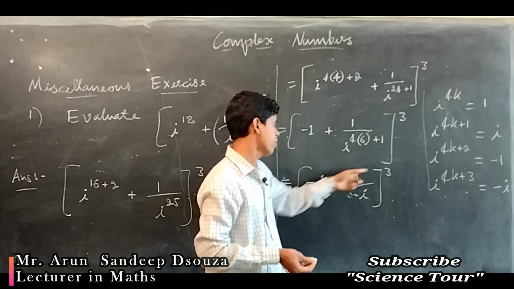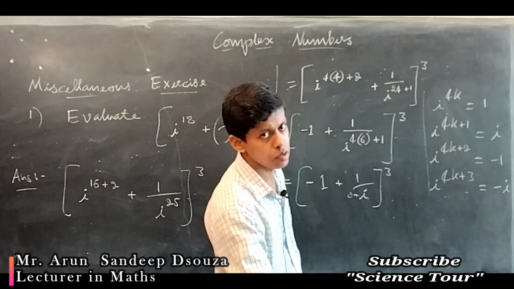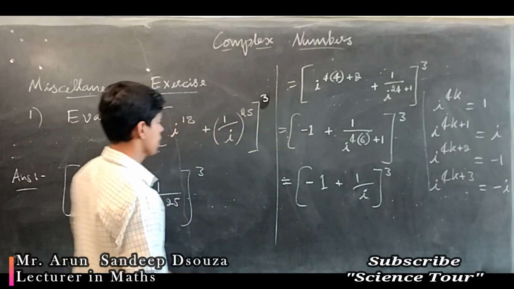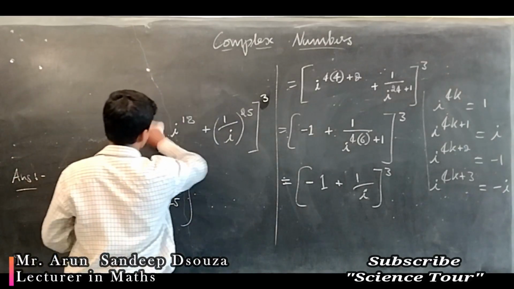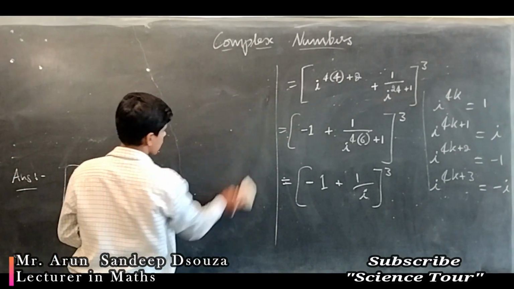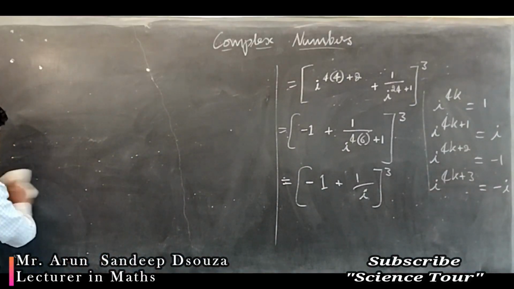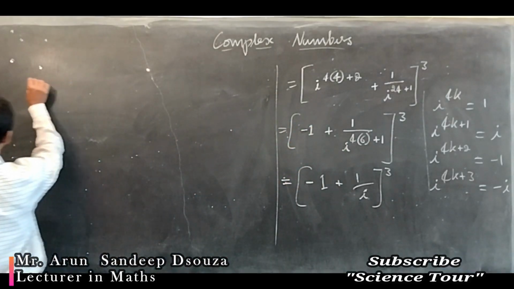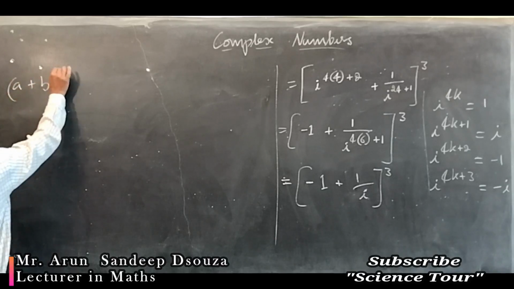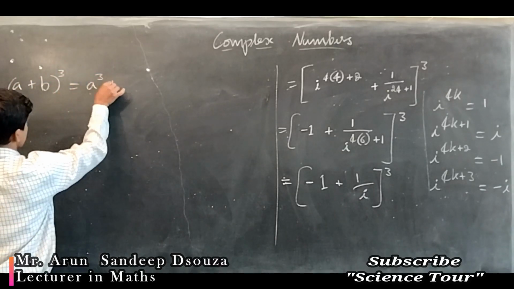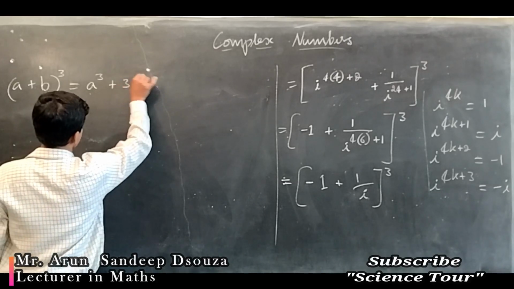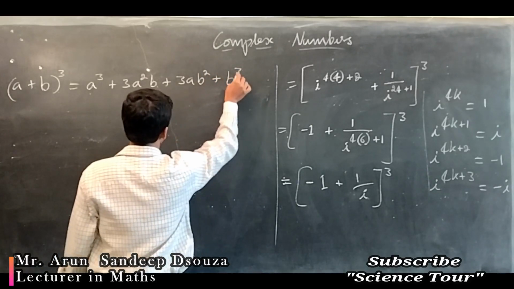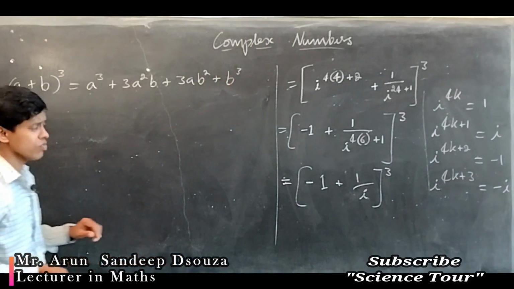The next option that I have is to use the whole cube formula. So that also I can do. So what I'll do is use the whole cube formula. Why? Let's see how it will turn out to be. Then you'll understand why I went for the whole cube formula. Okay, so what is a plus b whole cube? If you need the formula, I'll write it for you. a plus b whole cube is a cube plus 3 a square b plus 3 a b square plus b cube. Okay, so that's how it is.